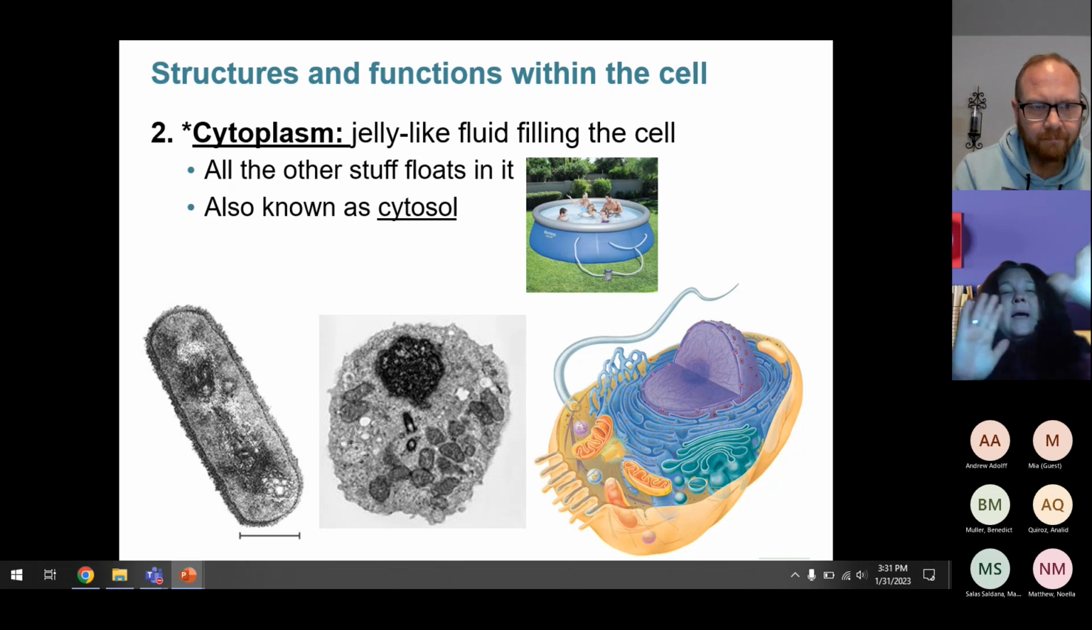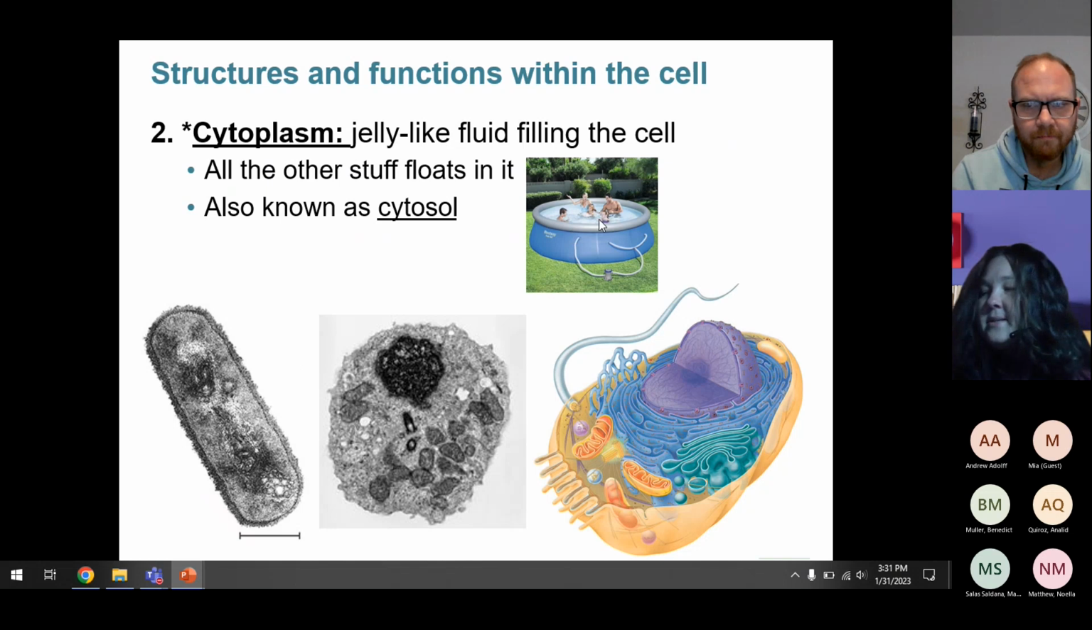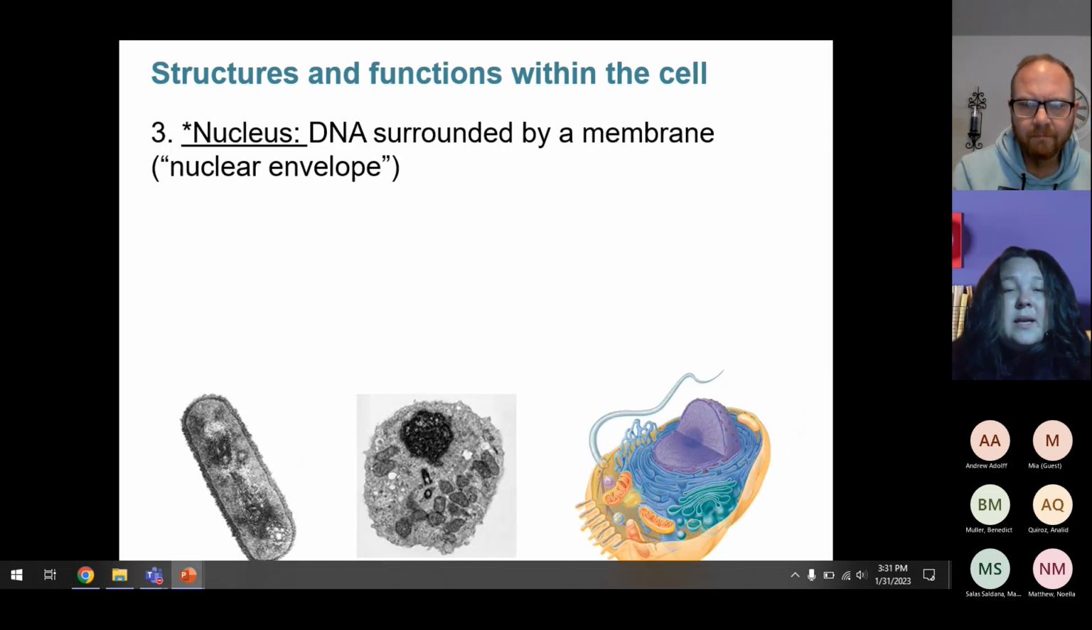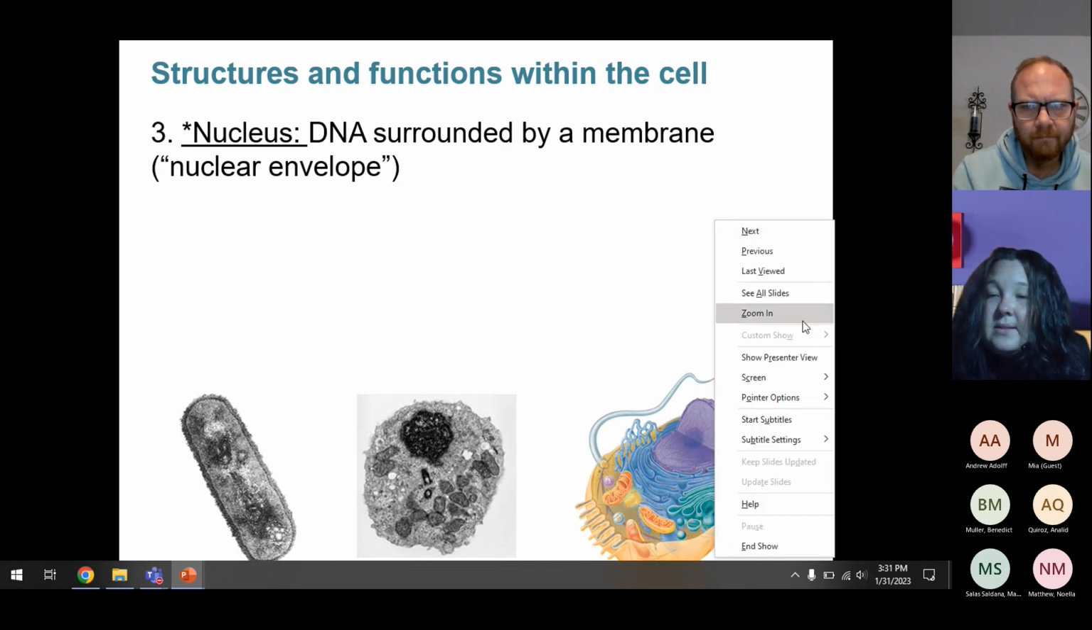All right, so that's the cell membrane. Secondly, we've got the cytoplasm, this fluid that's inside the cell. It's also called the cytosol, but we're going to use the word cytoplasm here. Next, we have the nucleus. We are not discussing the nucleoid area because we are only talking about eukaryotic cells here. Recall, nucleoid area is in bacteria only and prokaryotic cells only.